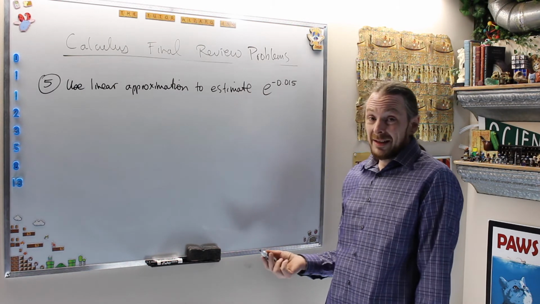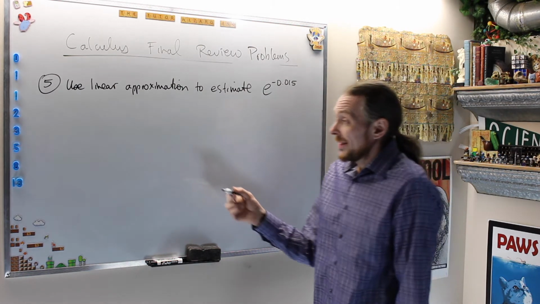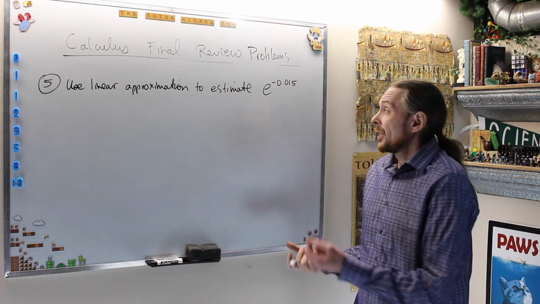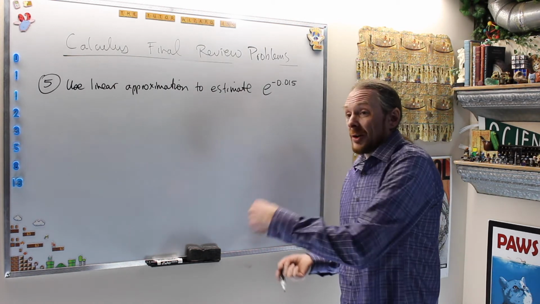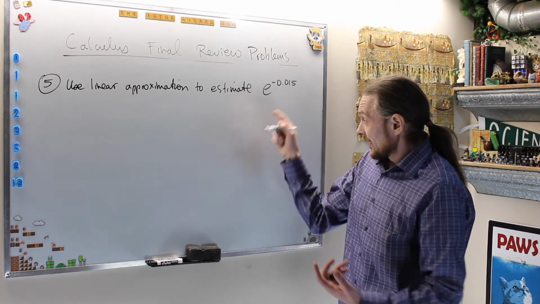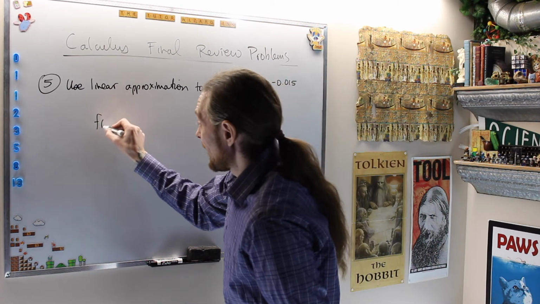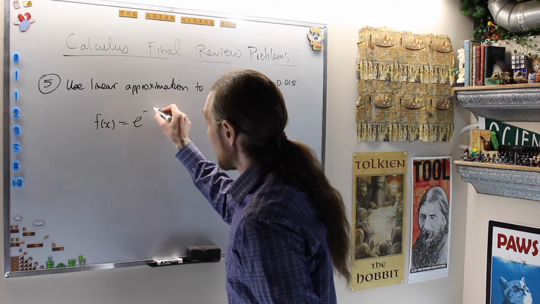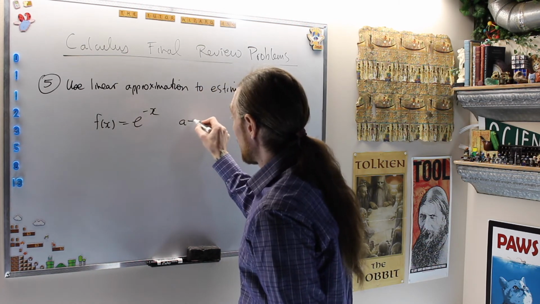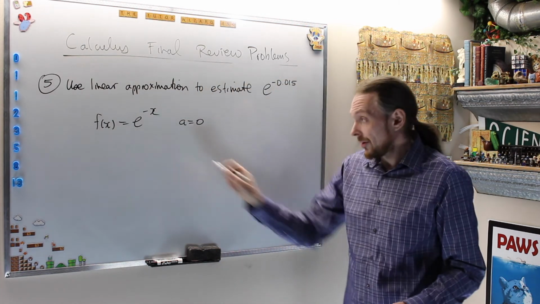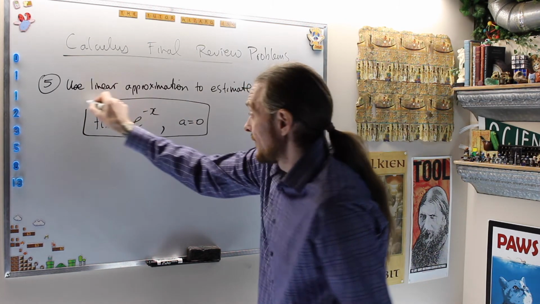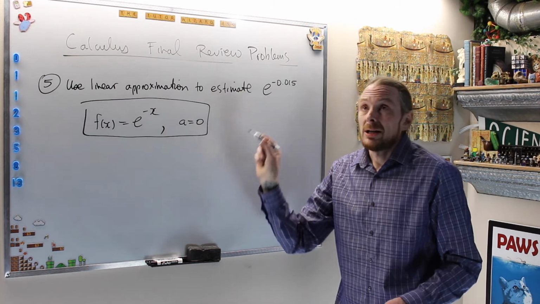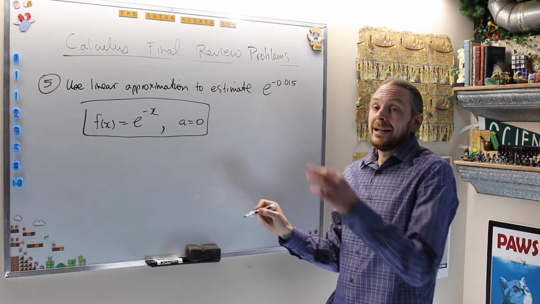What do we do? We need the linear approximation. What we need is a nice function where we can compute, and a nice value where I can compute my function and the derivative. In this case, what we're going to pick is f of x equals e to the -x, and we're going to pick a nice value a to be 0. From that, we're going to find the linear approximation of f of x at a.